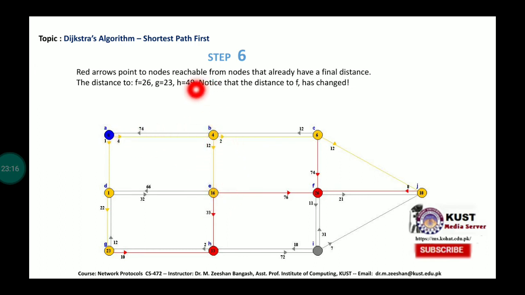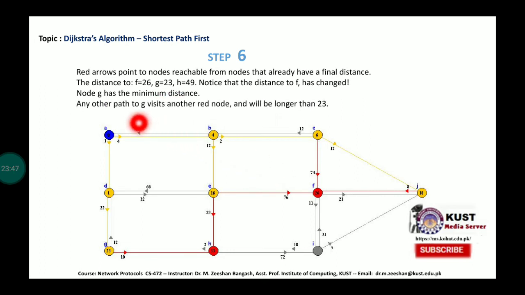If we notice, F has the minimal value, so the distance to F has already changed. The previous value has been overwritten. Now the node G has the value 23, which is the least among the distances to F, G and H. So node G has the minimal value, and any other path to G will visit another red node and will no longer be 23. The value will be overwritten, as we did in the previous steps as well.